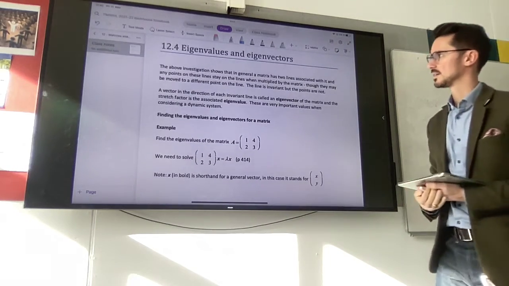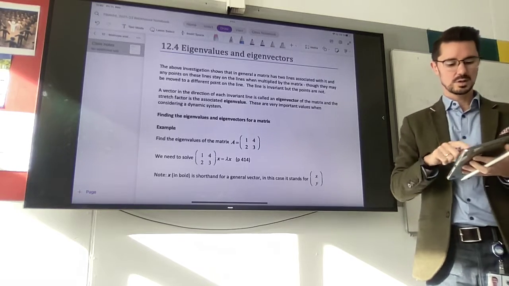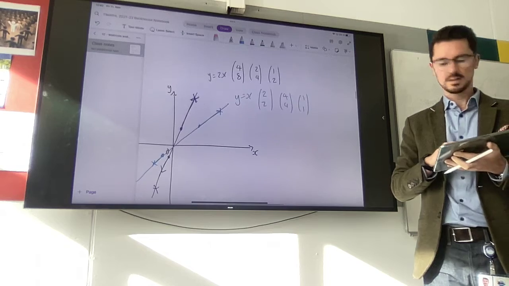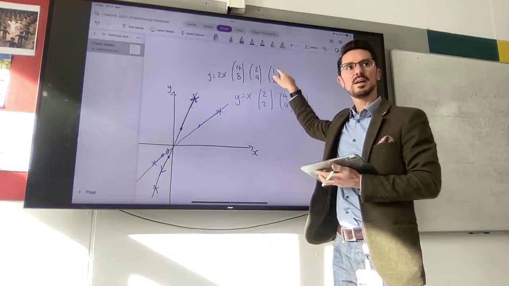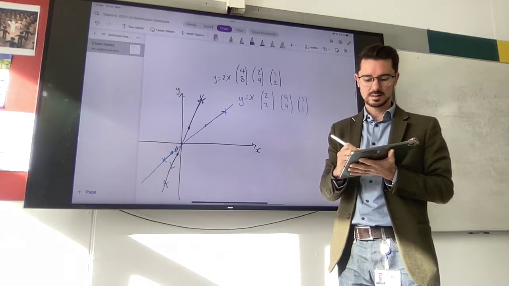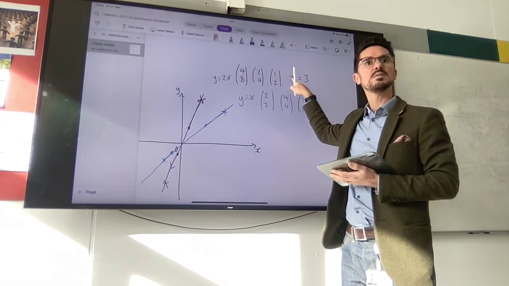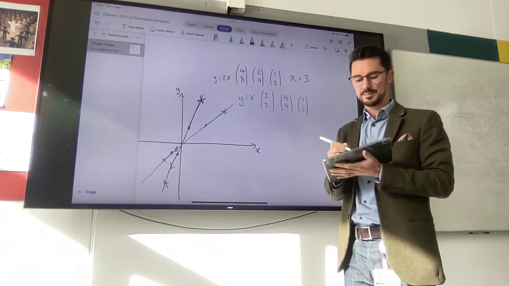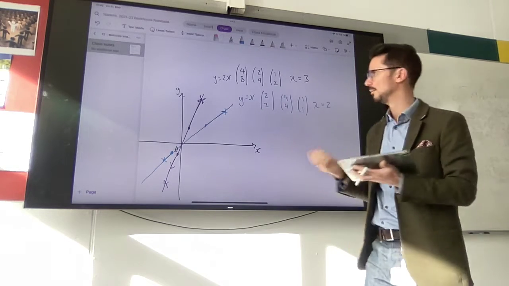The stretch factor is the associated eigenvalue. So the stretch factor for the purple line was 3. So the eigenvector describing this is 1, 2. The stretch factor is 3, and the notation we typically use is lambda for that. And then for the other one, I think it was a stretch factor of 2. Memory of our last lesson.